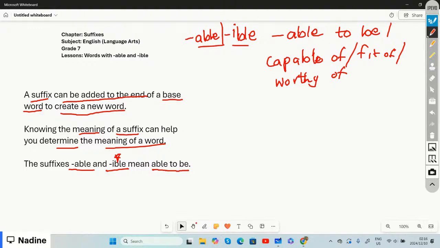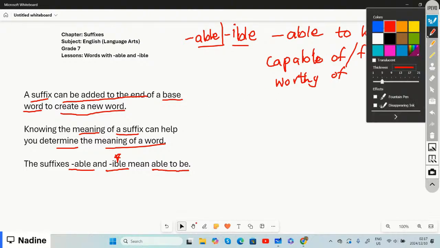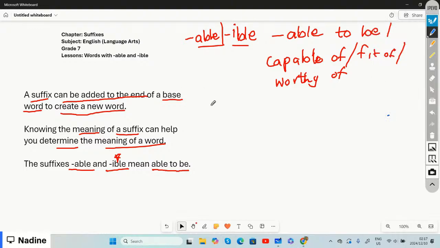All right. And now we're going to look at a few words. For example, if we look at the word, let me use a different color, acceptable. There we have a word acceptable. We have the word available. We're first going to write down a few words and then we're going to say what the meanings of these words are.